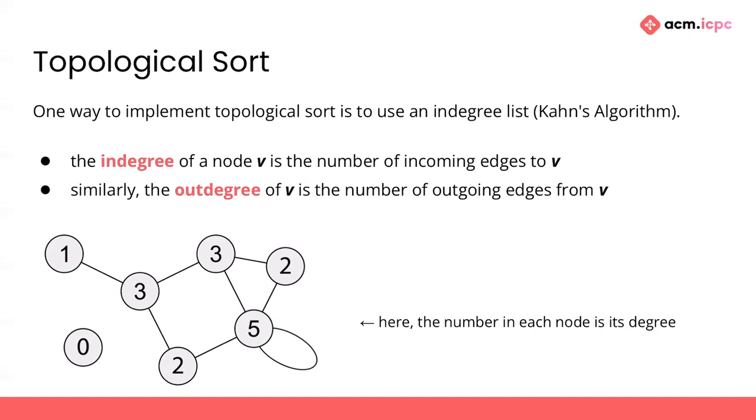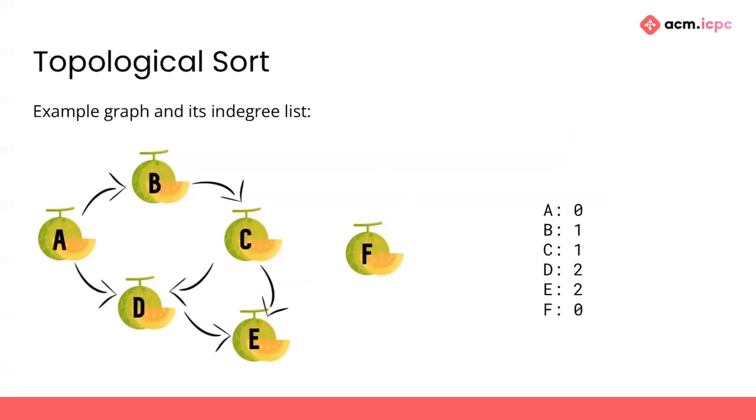And in a directed acyclic graph, there's a concept of in degree and out degree, where the in degree of a node is the number of incoming edges to that node, and the out degree of a node is the number of outgoing edges from that node. So here's an example graph and its Indegree list. The Indegree list will just tell you the Indegree of a given node. So A has Indegree 0, E has Indegree 2 because there are 2 incoming edges to it, and so on.